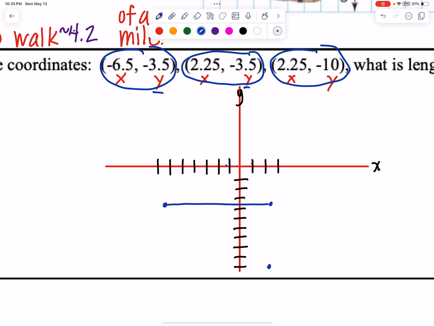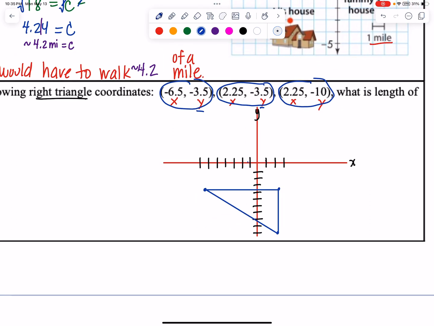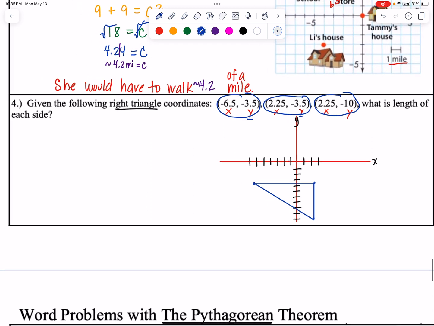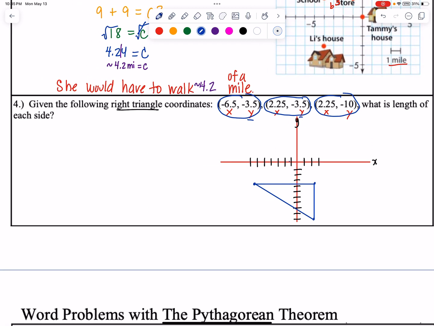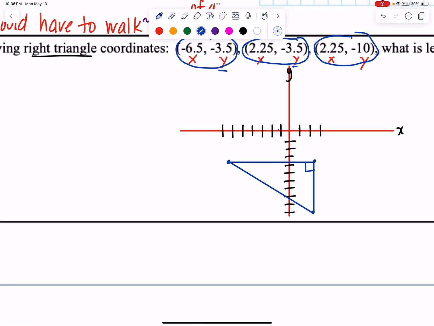Now I can sketch out my triangle the best I can. I can see where the right angle is. There we go. I've created my triangle with those ordered pairs, and that really is going to help me out. So there's my right angle, and remember, we can't count diagonals. All we can count is the straight sides.